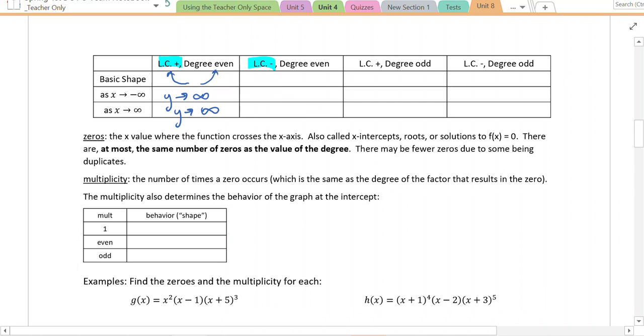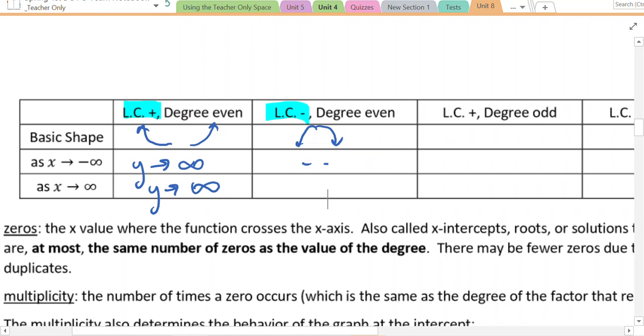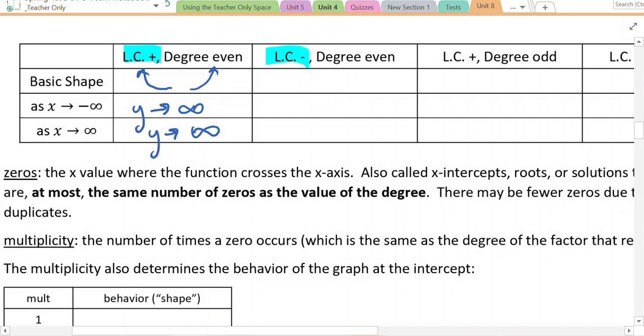And y is going to go to negative infinity for both of them. Not behaving. There we go. That's better. It still looks horrible. Let me try that again. There we go. That's better. Y is going to negative infinity for both because it is even.